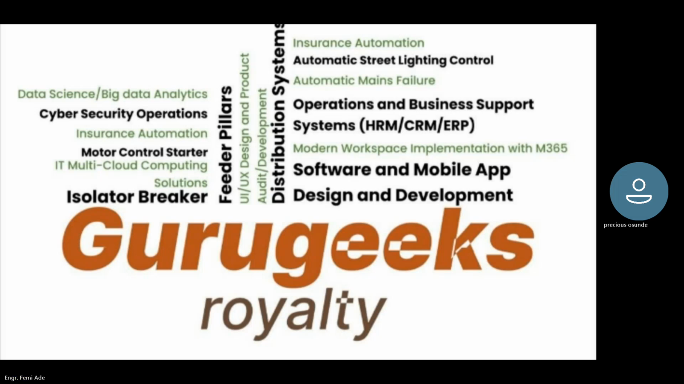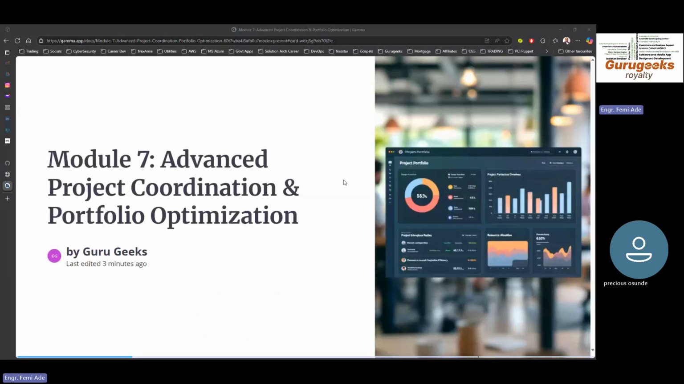Let me share my screen. I'll go through a slide when it comes to module 7, but most importantly, I'll show you a practical aspect of how we do prioritization. If we can't finish it today, we'll continue on Friday. So module 7: advanced project coordination, portfolio and optimization.